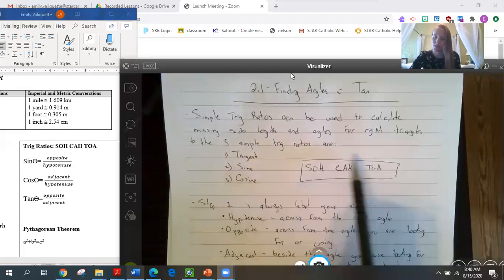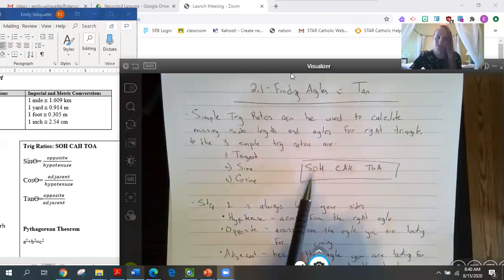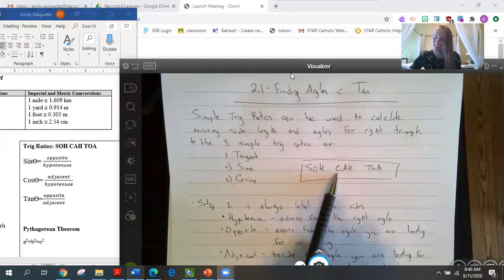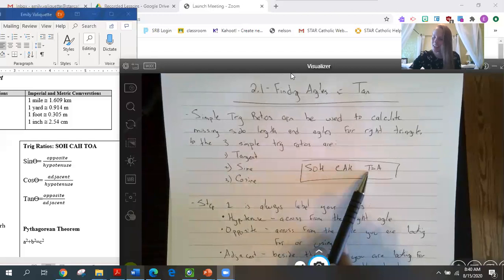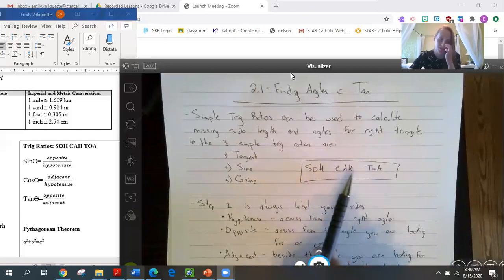And this, SOHCAHTOA, is kind of our way of representing all of those trig ratios. So S is for sine, C is for cosine, T is for tangent, and then anywhere you see an O is for opposite, A's are for adjacent, and H's are for hypotenuse.